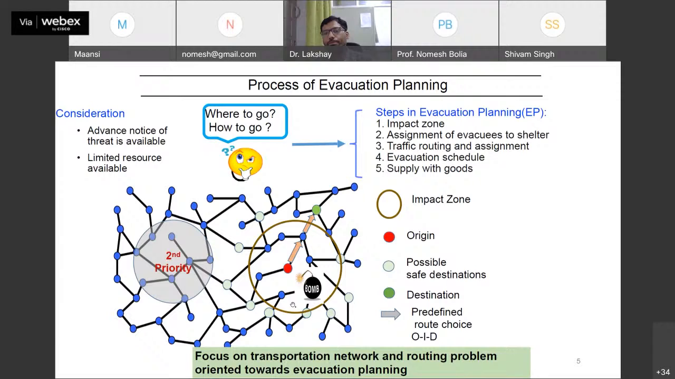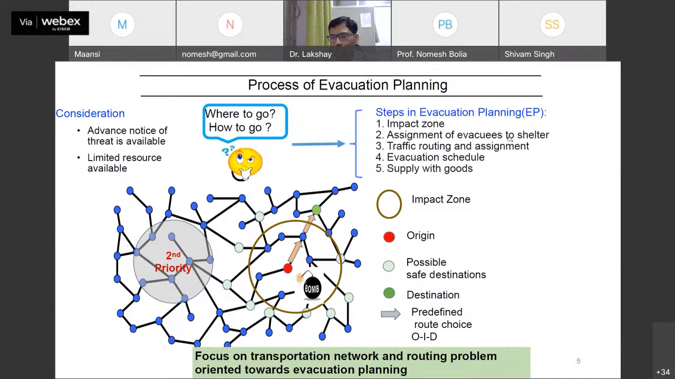So the first step is to find the impact zone. You need to shift all the people to the outside, to safe places. All these blue points are the origins. All the people need to be shifted from this red point to the possible safe destinations, which are all these green points. So the first step is to know the impact zone.